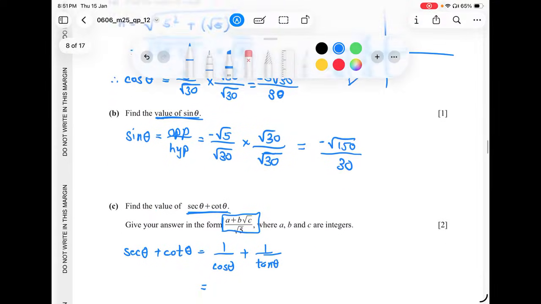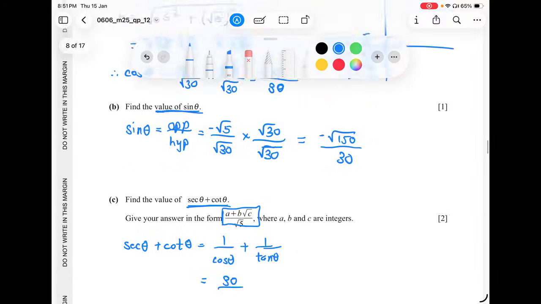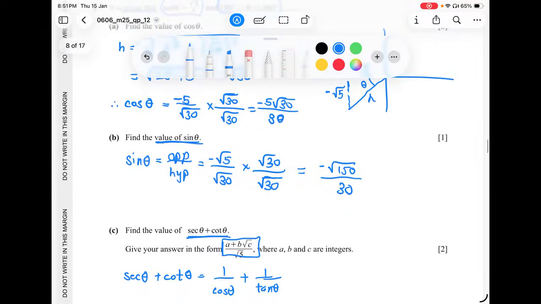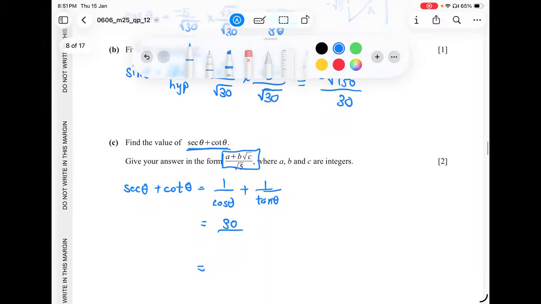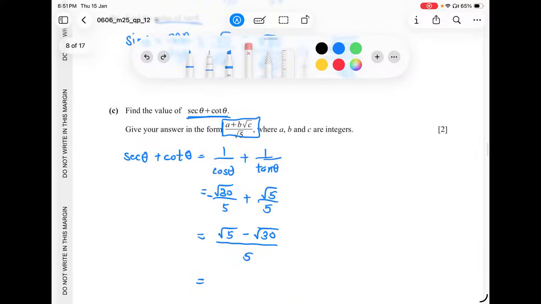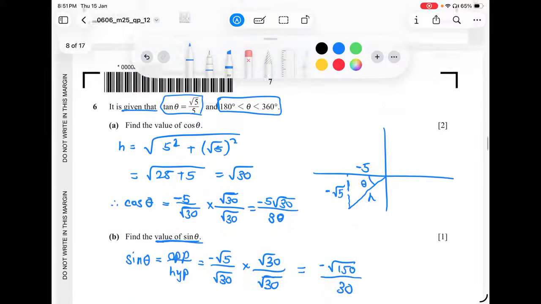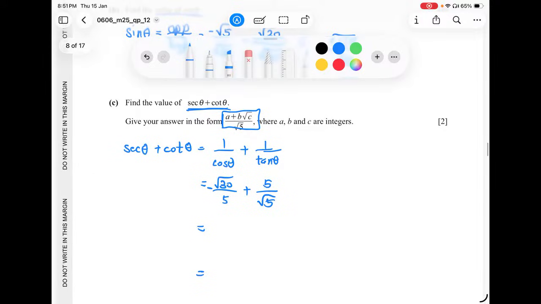So it should be 30 over... sorry, this should be 5 over root 5. I got the mistake I made here. So it should be 5 over root 5. It's the reciprocal of the tan. So that's why it's 5 over root 5.